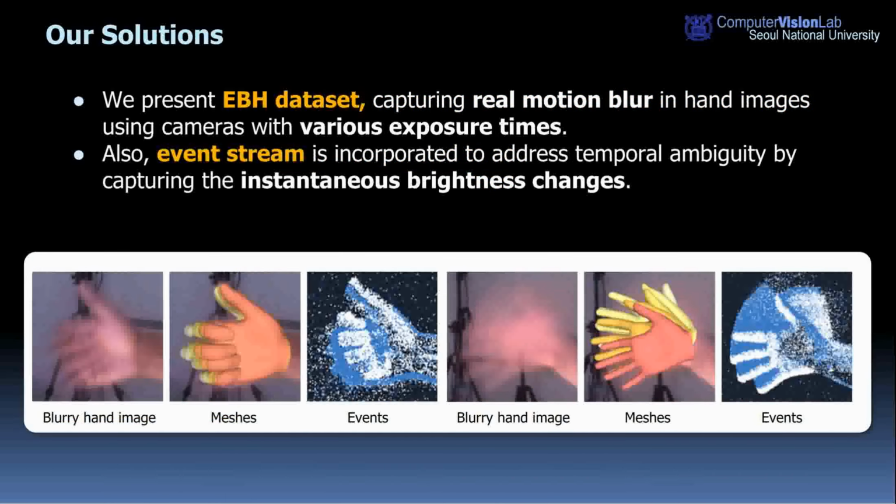To overcome the challenges of acquiring blurry hand datasets with accurate 3D annotation, we introduced the EBH dataset, which captures real motion blur in hand images using cameras with different exposure times. Additionally, we incorporate event streams that record light intensity changes at micro-time intervals, helping to resolve temporal ambiguity. The images below showcase examples from our EBH dataset, including hand images, 3D meshes, and event streams.